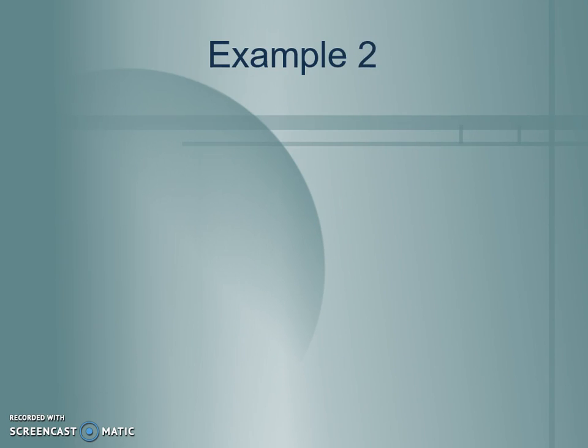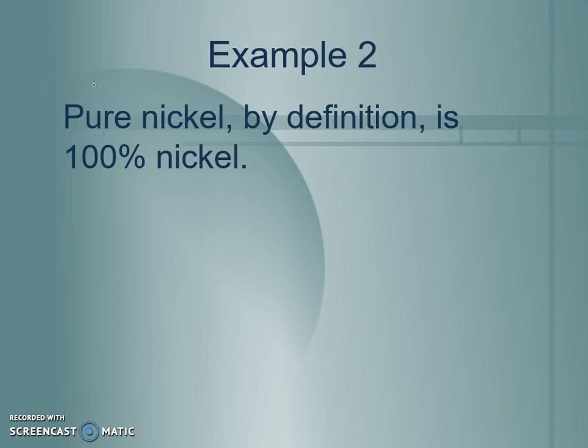Example 2. So nickel silver, often used for coating tableware, is an alloy containing 15% nickel along with copper and zinc. How much pure nickel will be melted with 70 pounds of nickel silver to make an alloy that is 20% nickel? Whoa. First of all, we need to know that when it says pure nickel or pure anything, it's 100%.